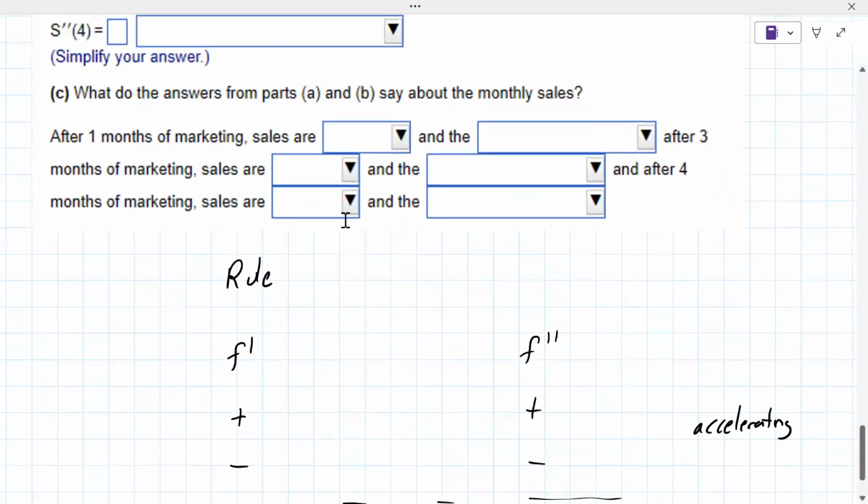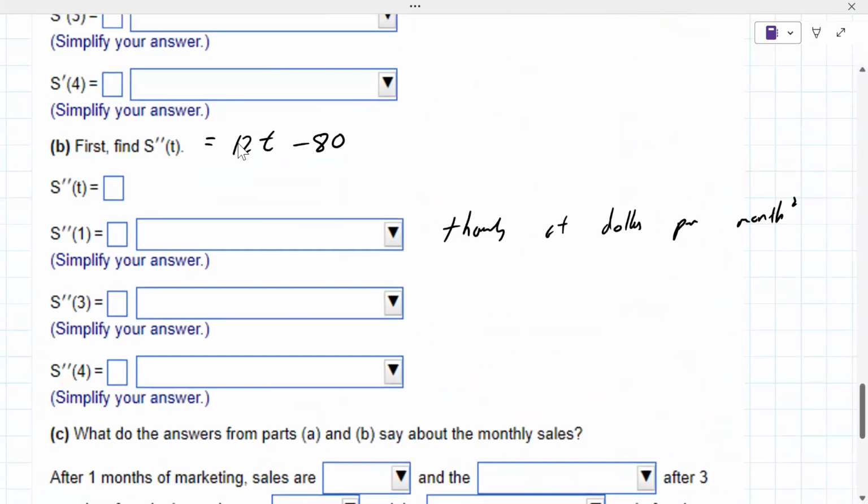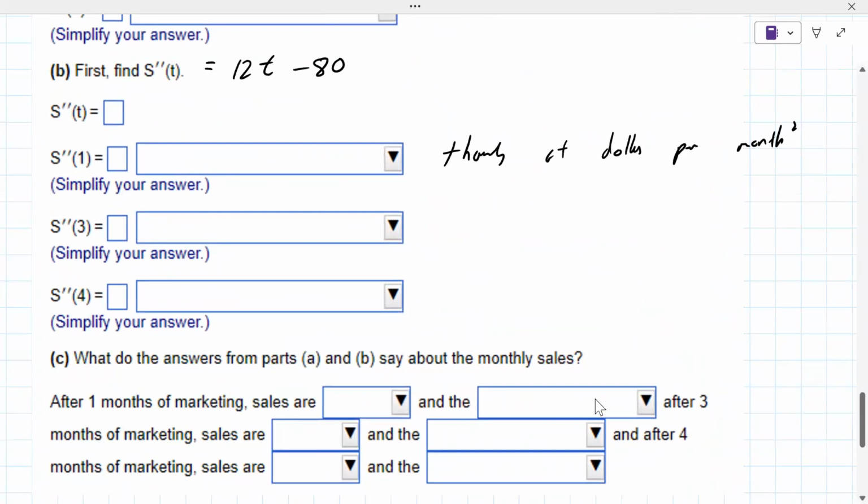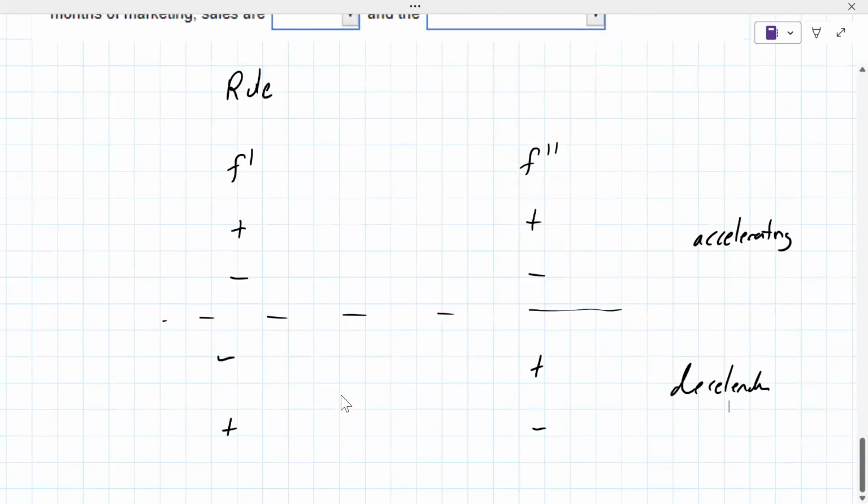So in month one, S double prime of one is negative. I don't remember what the options were here, but it's going to be the one where they're counteracting each other. Is that decline slowing down, or growth slowing down? Yes, slowing down. So decelerating is slowing down, speeding up.